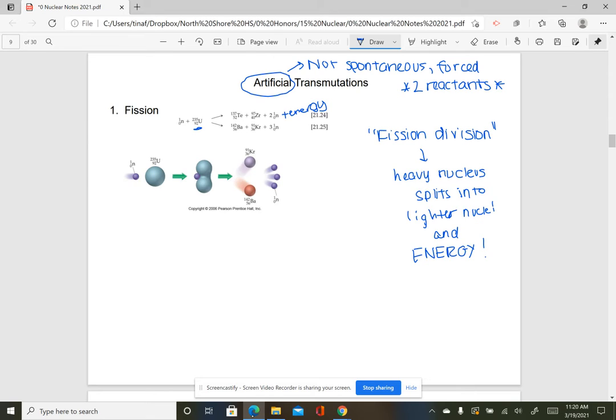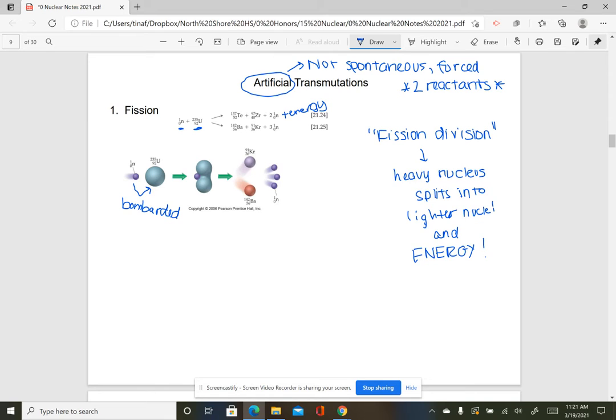But see how I have this second reactant, this neutron? So what's going to happen is this uranium atom is not going to split by itself. It needs to be bombarded. It needs to be hit by that little neutron to give it help splitting apart. So those are your two reactants. That's how you know this is forced and this is not happening spontaneously.